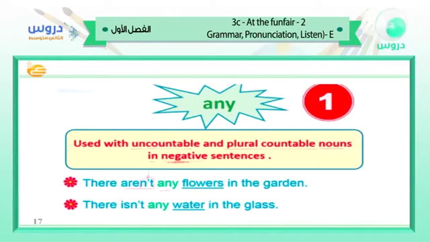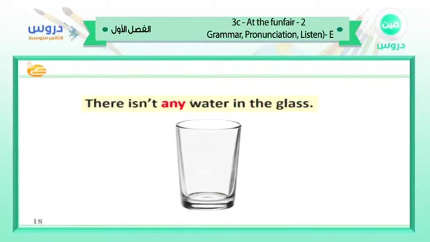Another example. There isn't, of course not, any water. This is uncountable, in the glass. Water is uncountable, but it's a negative sentence. Use any. Okay, let's explain more. There isn't any water in the glass. It's empty.